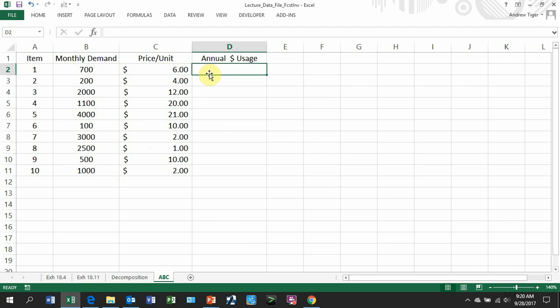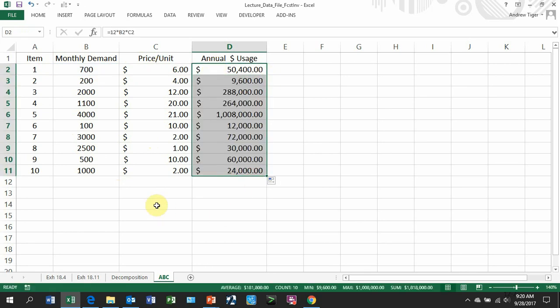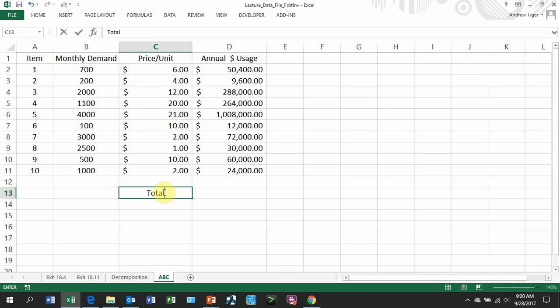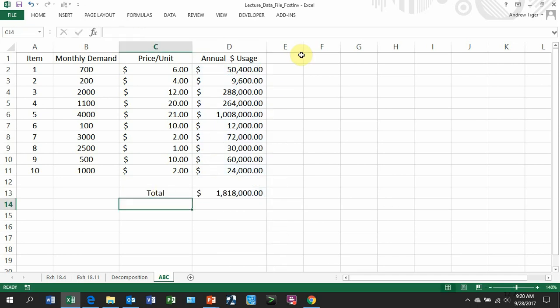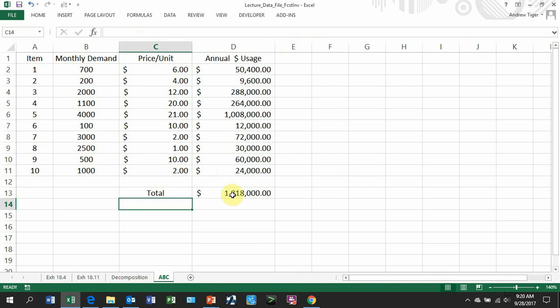So what I want to do is calculate an annual dollar usage. Once I have my usage or my demand, and now it's monthly, so I'm going to multiply that times 12 to get to an annual number. And then also multiply that by the price. And that becomes my dollar usage. So if I get a total of that, that is the total dollar usage of every item I have.